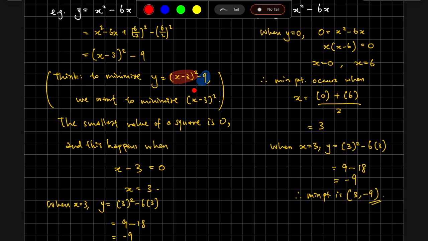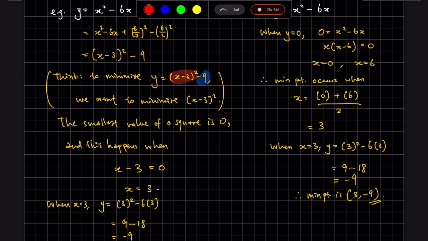Which one can I change? Minus 9 is just a constant. I cannot change the value of minus 9, so that's useless to me. I want to find the minimum point, but I can't change this 9, so leave it alone. I can change the value of the square by substituting different x values. In a sense, I can make it as big as I want, but I can't make it as small as I want.